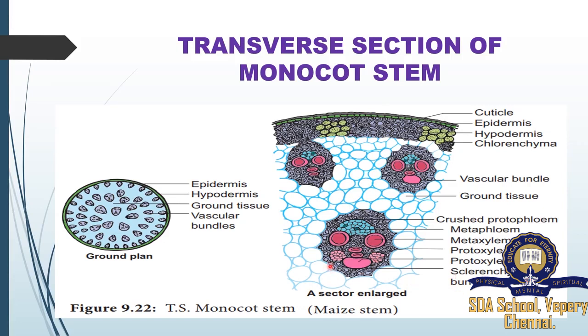So this is the structure of a monocot stem. In a monocot stem, we can take an example of the maize stem.